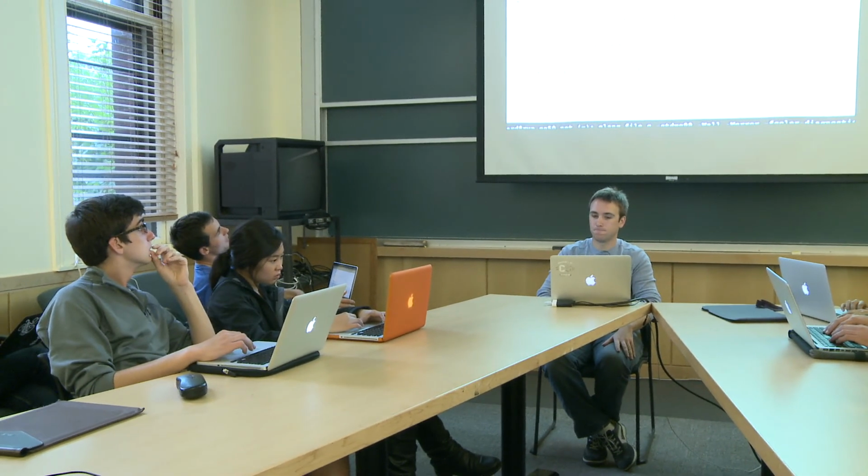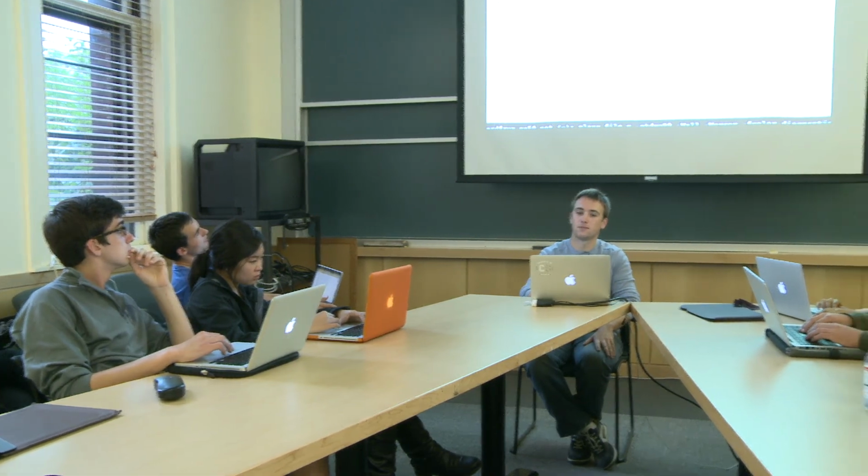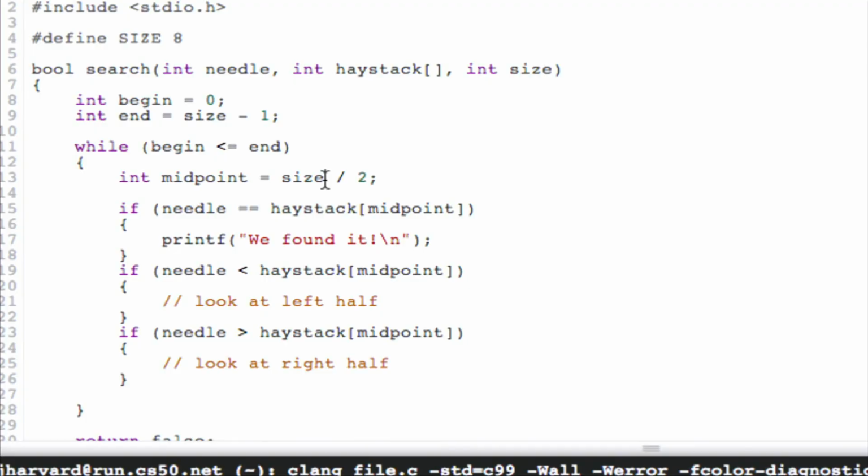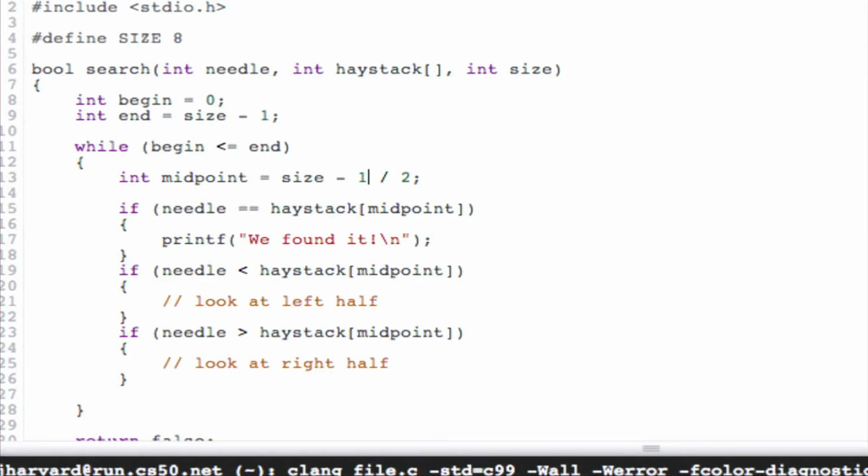I think you also have to have int midpoint equals size minus 1 over 2. Got it. Size minus 1 over 2. Is there anything else we need to change about that line? That was a good catch. What does size do? Are we ever changing size? In order to keep the line like this, we'd have to change the size every time we go around the loop.